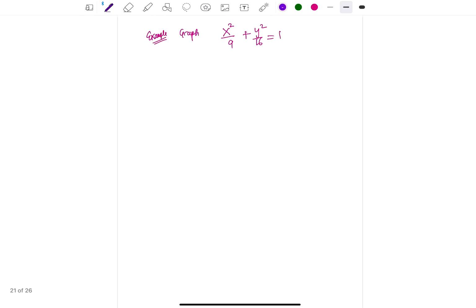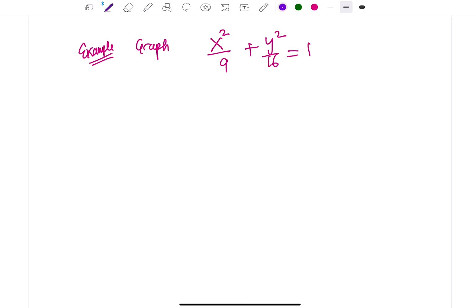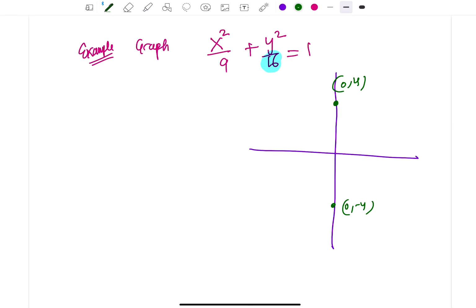Let's see another example. Graphing x squared over 9 plus y squared over 16 equals 1. We want to make sure that we recognize the bigger number is under y here, so that would be our major axis. In the y direction, I'm going to go 4 up and 4 down. So (0, 4) and (0, negative 4) are my vertices. To find the co-vertices, we go 3 to the right and 3 to the left from the center. Let's connect these points, and that's going to give us our ellipse.